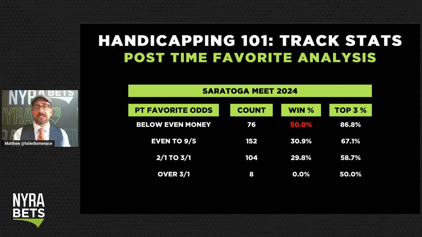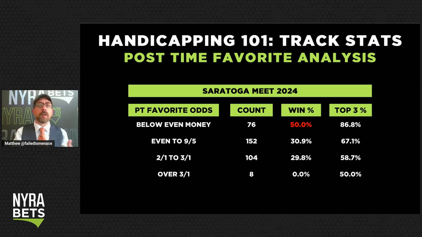So for instance, during the Saratoga meet, what we saw was horses that were below even money. We had 76% of them during the Saratoga meet. Only 50% of them won. I say only 50 because even money would, from a betting standpoint and from a statistical standpoint, constitute a horse that you believe has at least a 50% chance of winning the race.